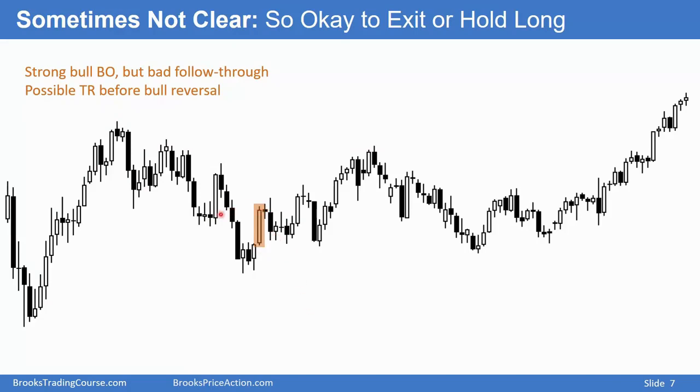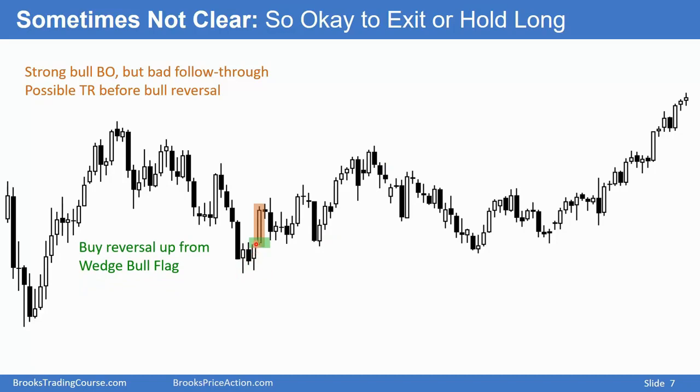Strong bull breakout, but bad follow-through. This might be a broad bear channel. Usually, even though it's 3 pushes down, 1, 2, 3, and therefore a wedge bull flag, bull trend, wedge bull flag, with the bad follow-through, we're probably going to get a trading range before an attempt at a bull trend resumption.